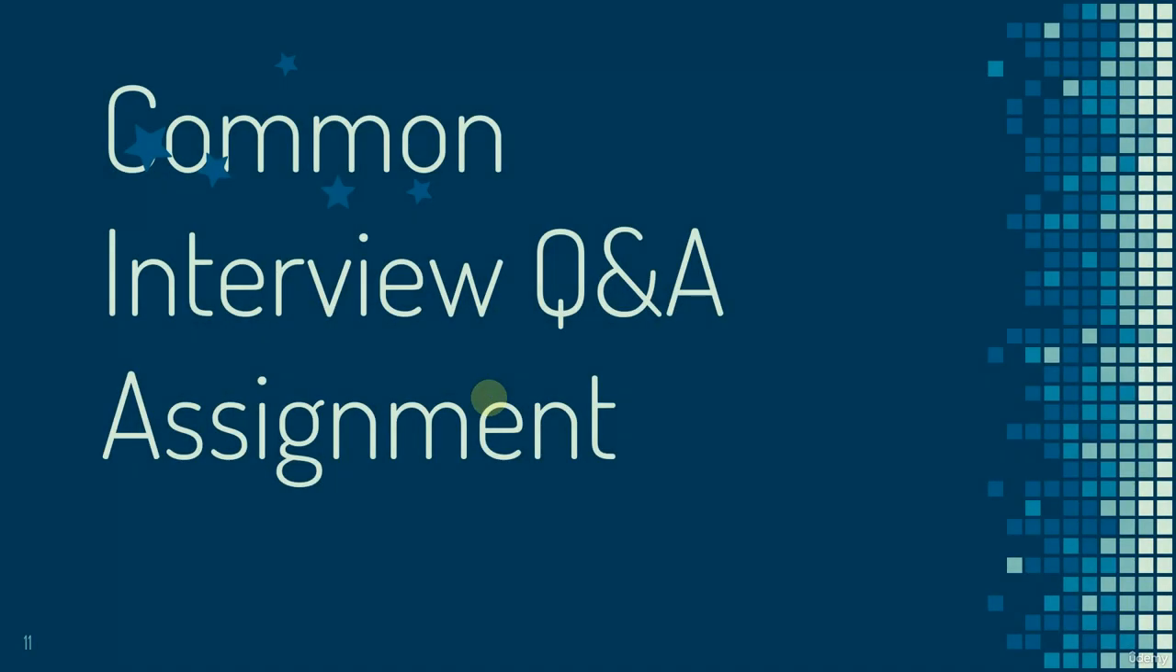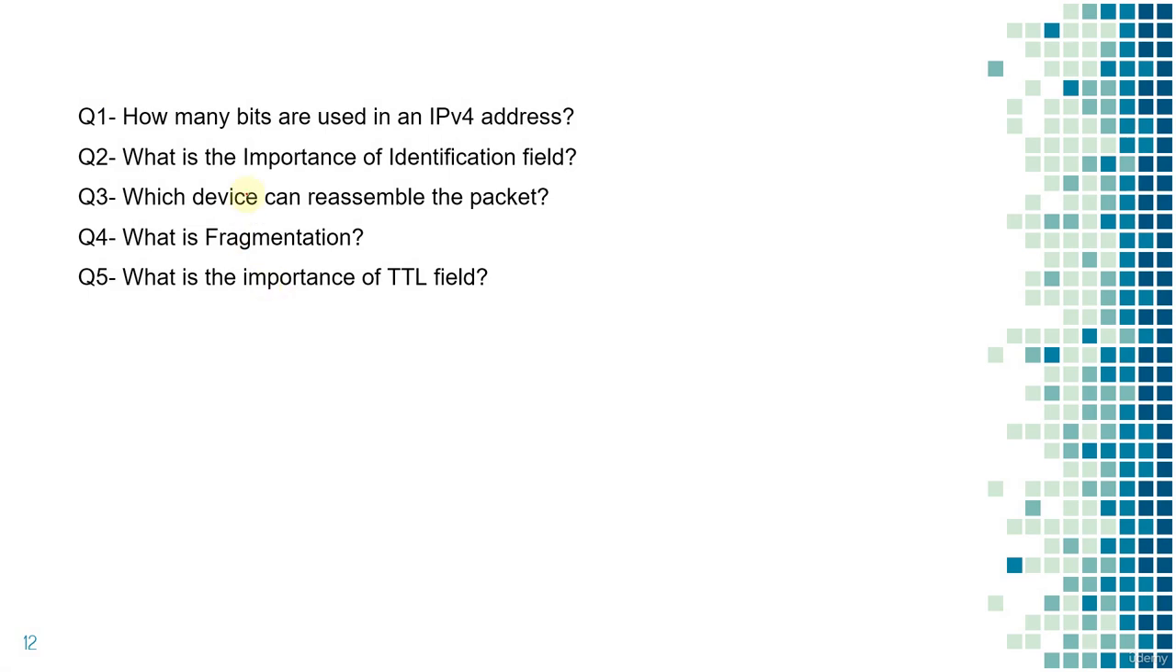So, common interview questions and answers. How many bits are used in an IPv4 address? What is the importance of the identification field? Which device can reassemble the packet? What is fragmentation, and what is the importance of the TTL field?